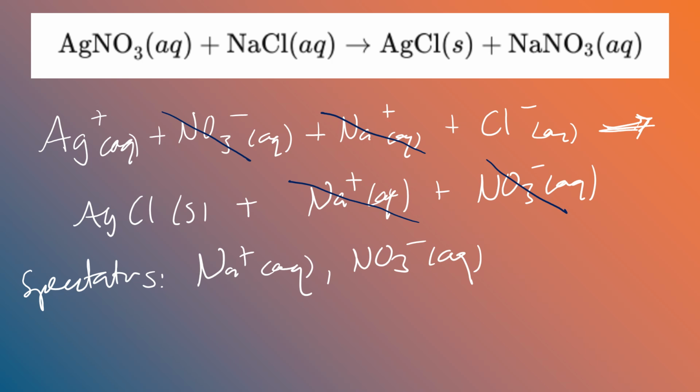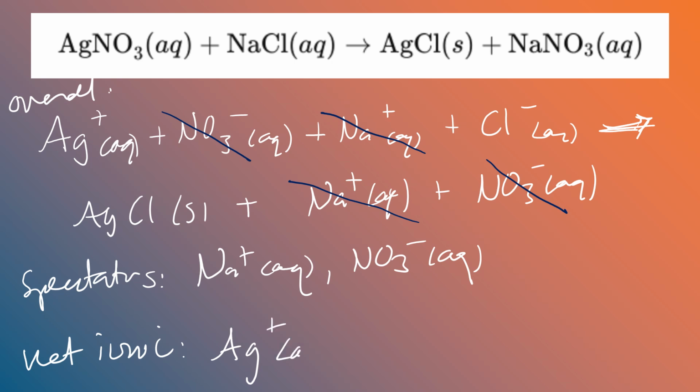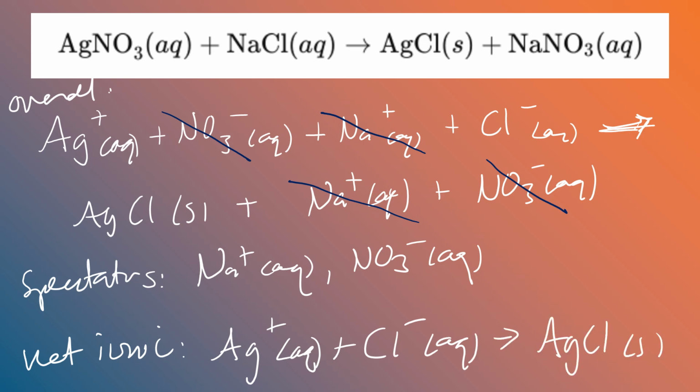So what we did earlier was the overall reaction. Now we're going to do the net ionic. So it would just be whatever's left over: Ag+ aqueous plus Cl- aqueous makes AgCl solid.